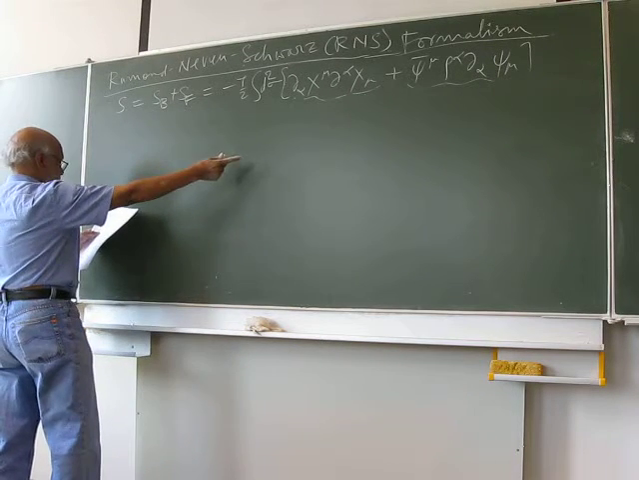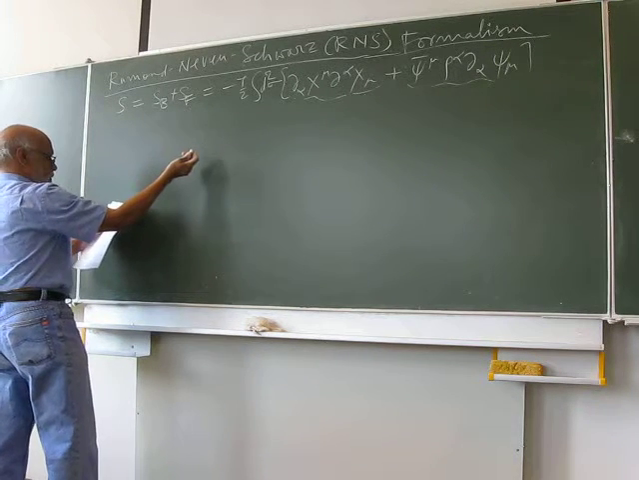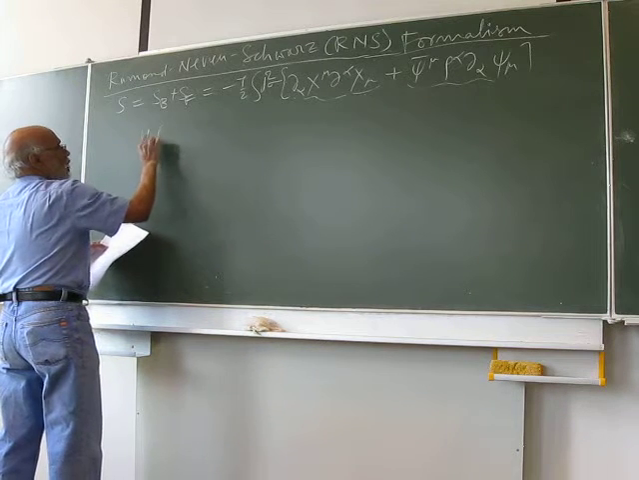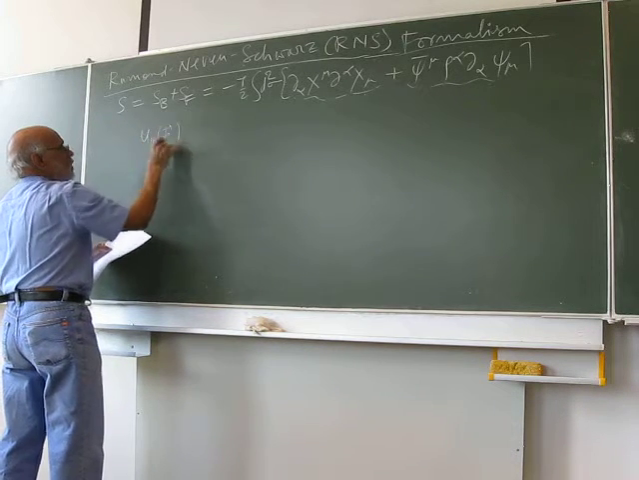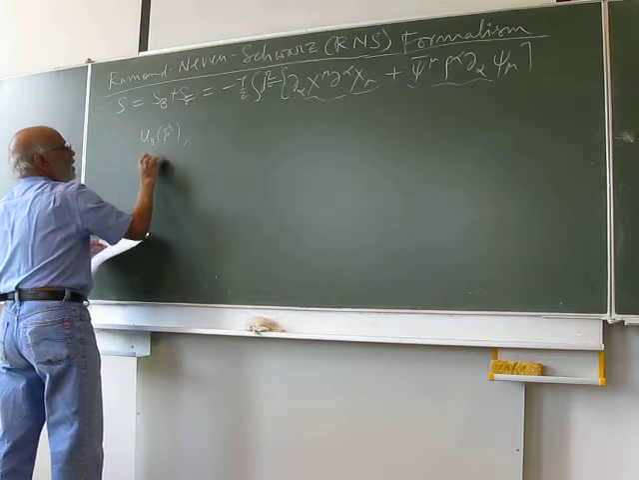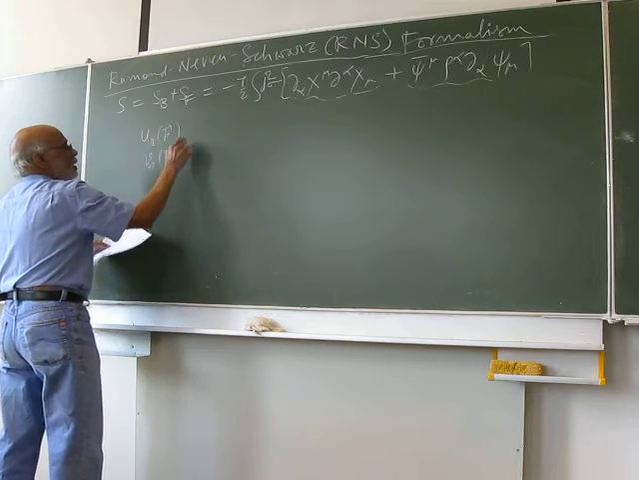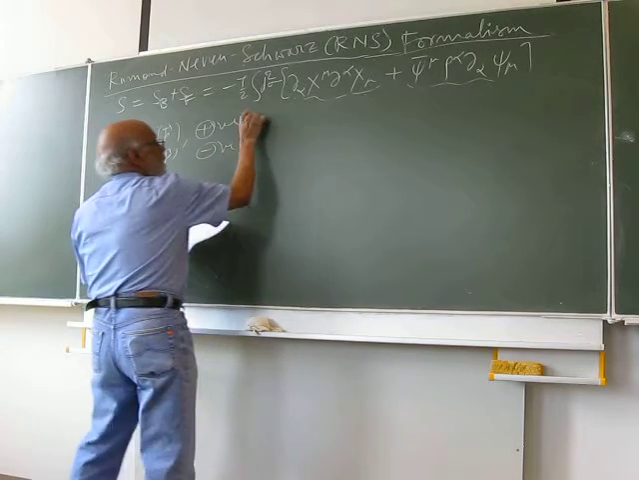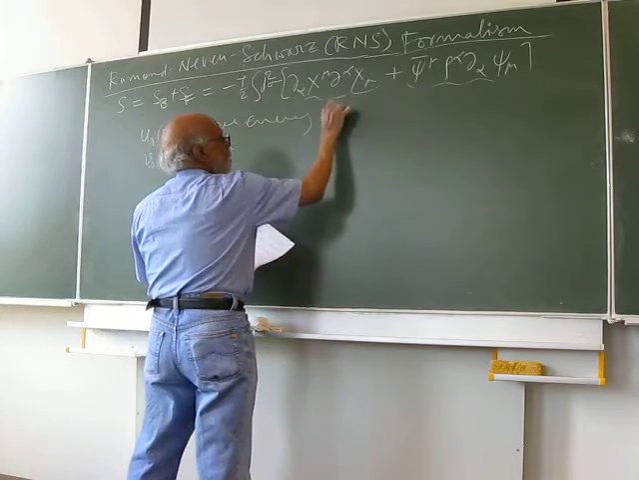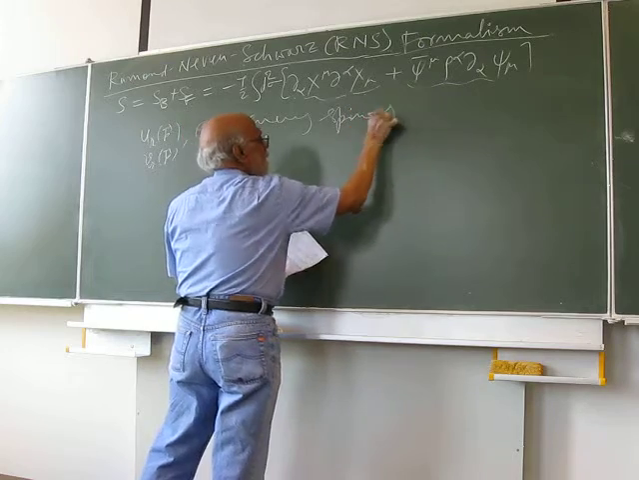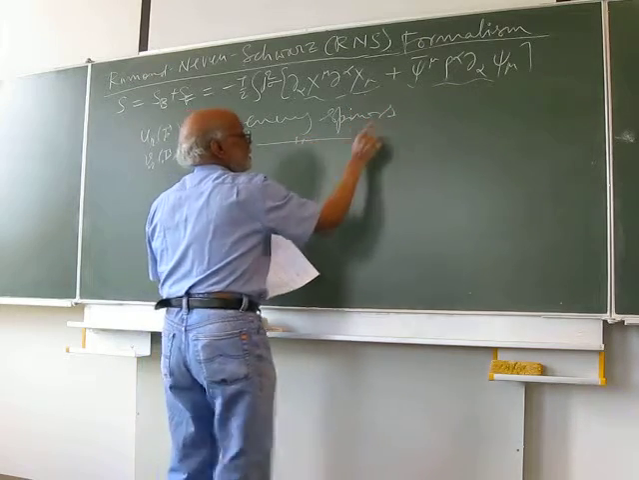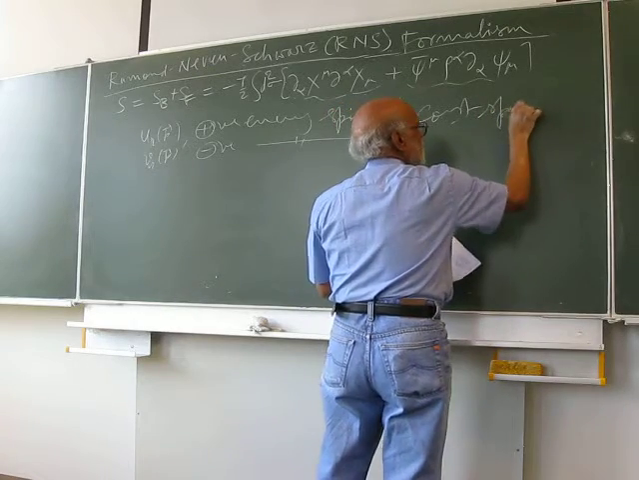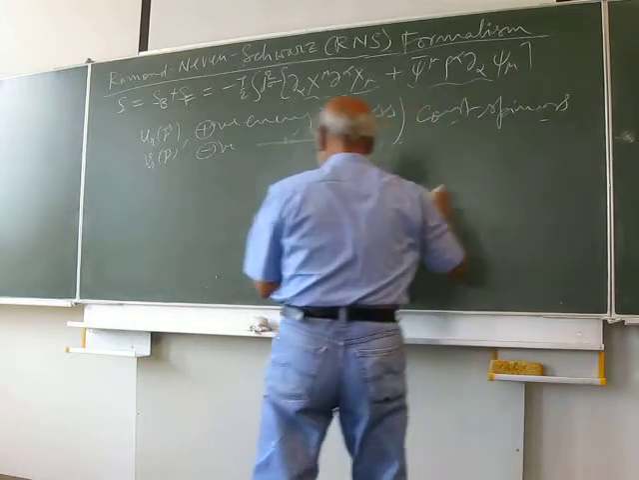These U and V are the energy spinors U of R, P and V of R, P. These are positive and negative energy spinors, and they are constant spinors. Okay.